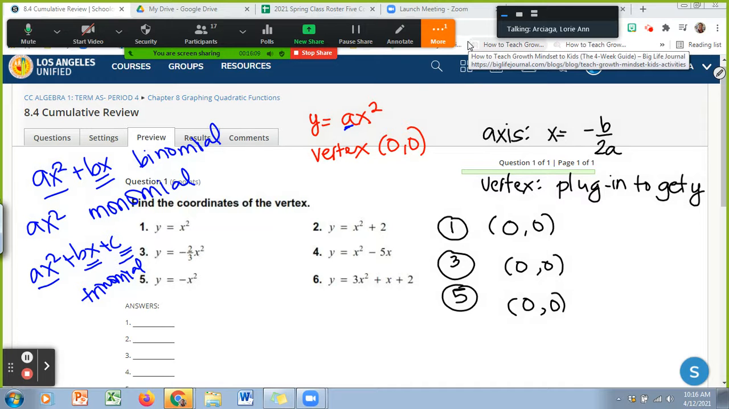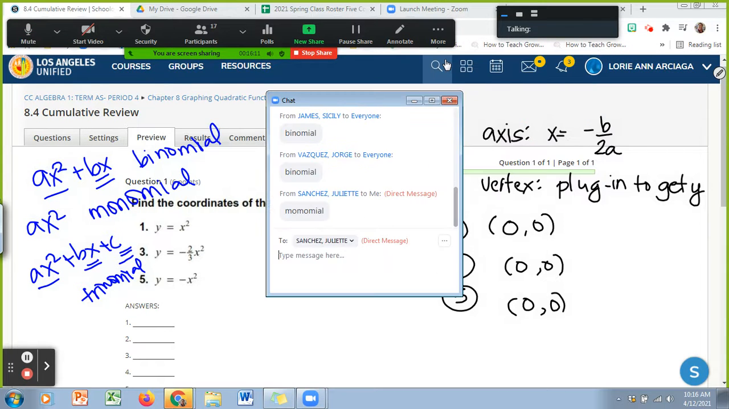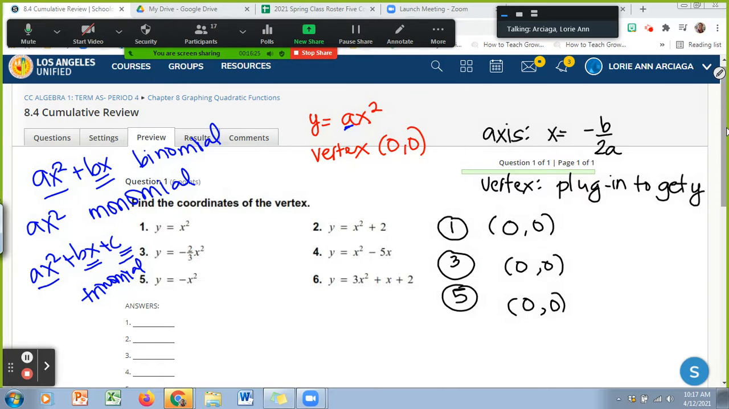It's a binomial. It's a monomial according to Julia. It's a monomial according to Cicely. It's a monomial according to George. Okay, do you guys agree? If you agree, type it in the chat pod.